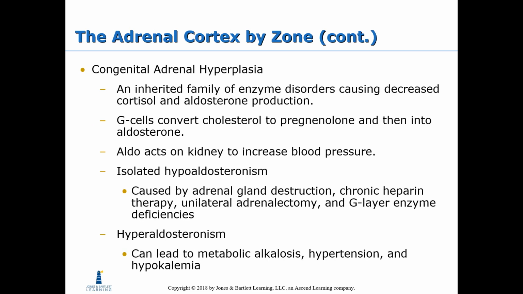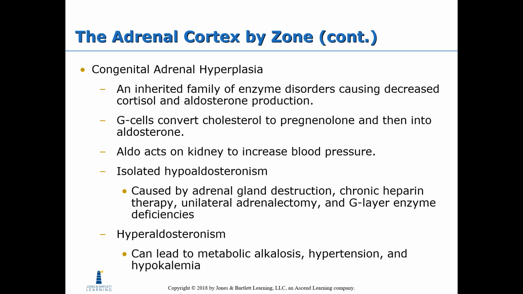Congenital adrenal hyperplasia, an inherited family of enzyme disorders causing decreased cortisol and aldosterone production. The G cells convert cholesterol to pregnenolone and then into aldosterone. Aldo acts on the kidney to increase blood pressure. Isolated hypoaldosteronism is caused by adrenal gland destruction, chronic heparin therapy, unilateral adrenalectomy, and G-layer enzyme deficiencies.